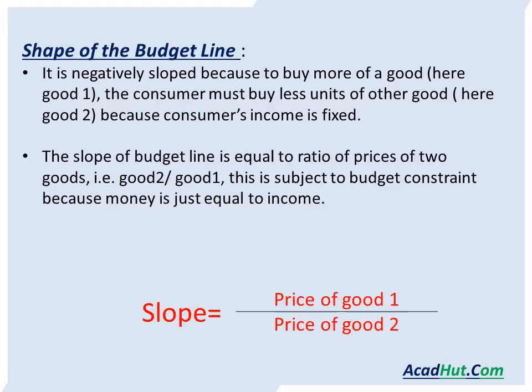Next point, the slope of budget line is equal to the ratio of prices of two goods, that is good 2 upon good 1. This is subject to budget constraint because money is just equal to income. So the slope of budget line can be written in the following form. Slope is equal to price of good 1 upon price of good 2. So these questions can come in your MCQ, and slope of budget line is an important question.